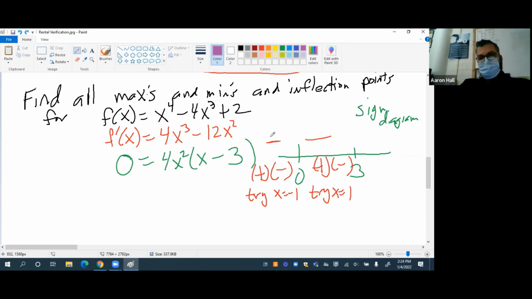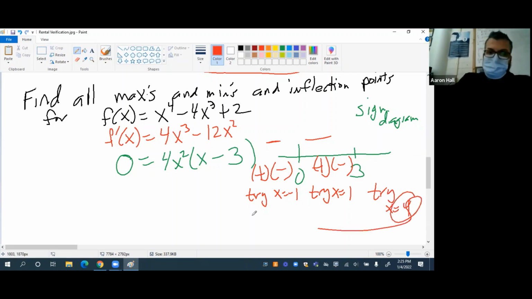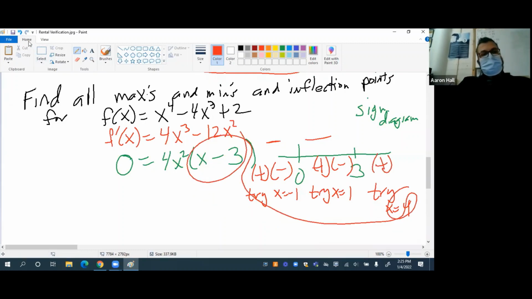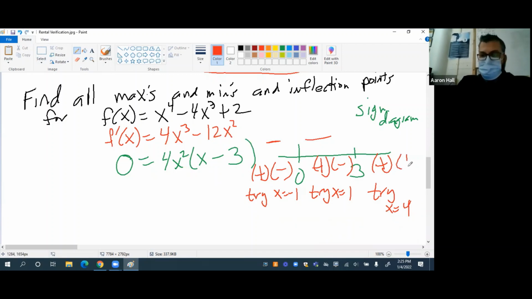What should we try? Okay, let's try 4. So try x equals 4. If I take that 4 and plug it in here, is that positive or negative? Yeah, it's positive. And if I plug that into here, that's a positive. What's a positive times a positive? What's happening when x is equal to 3? It's what? Is it stationary inflection?